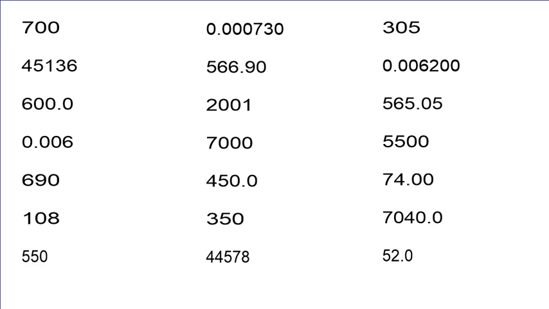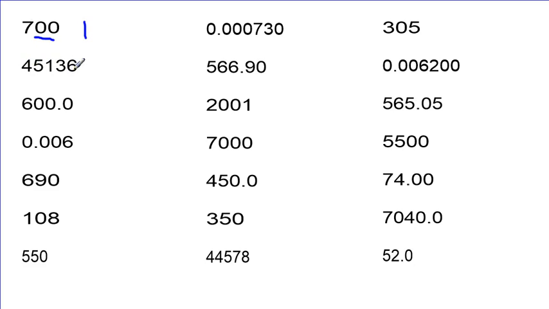All right, here are some practice problems for us. The first thing we need to do is look at the zeros and determine whether they are beginning, middle, or ending zeros, and use those rules to determine how many significant figures there are. In this 700, these zeros are at the end of the number. There's no non-zero number after them. Ending zeros are only significant if there is a decimal point in the number. Since this number does not have a decimal point, those ending zeros are not significant. There's only one significant figure in that number.